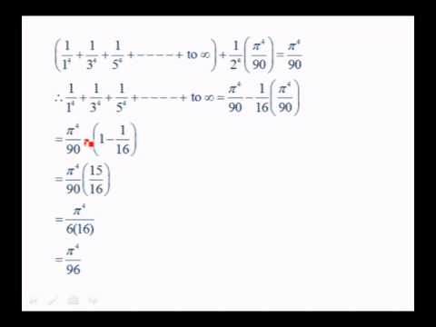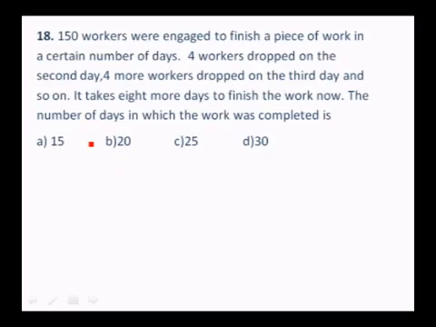The important thing is you must split the given series into two parts. So the best answer is pi to the power 4 by 96.